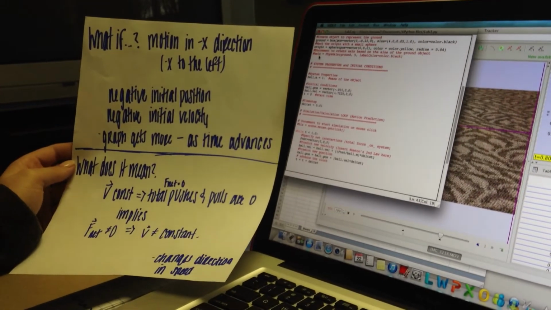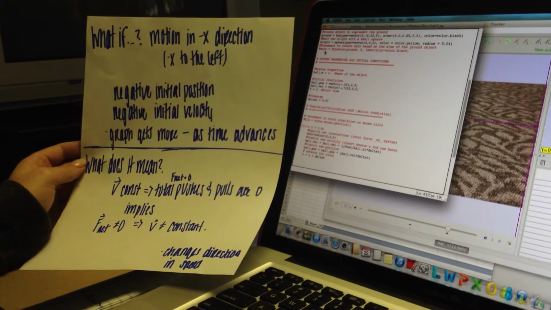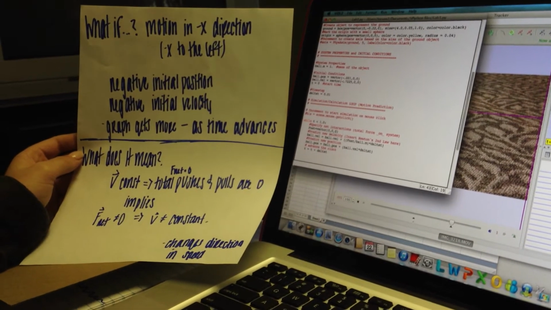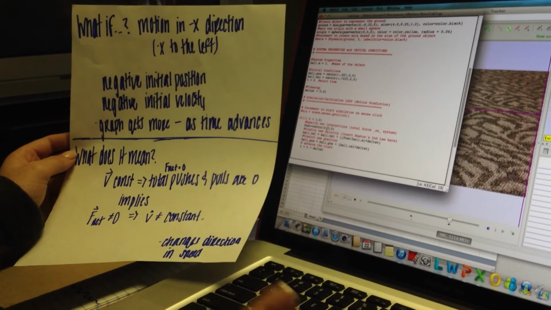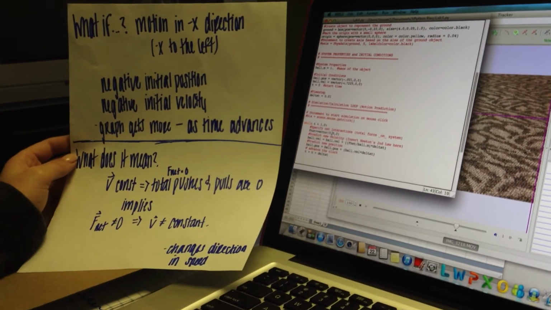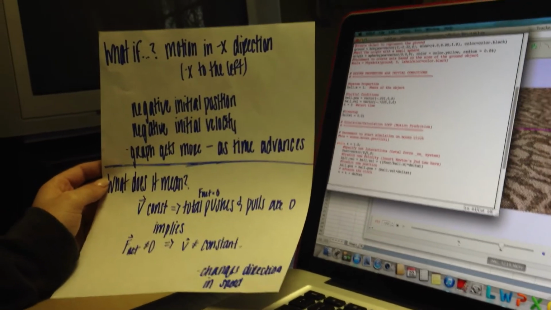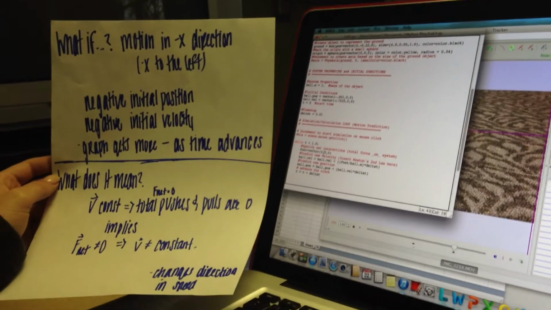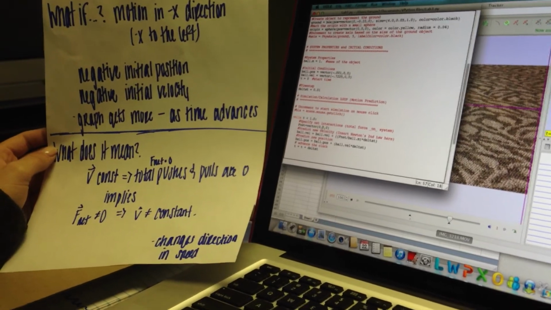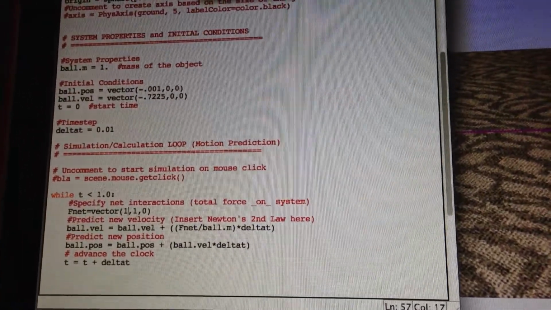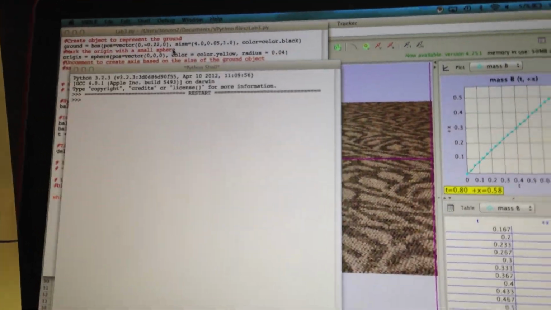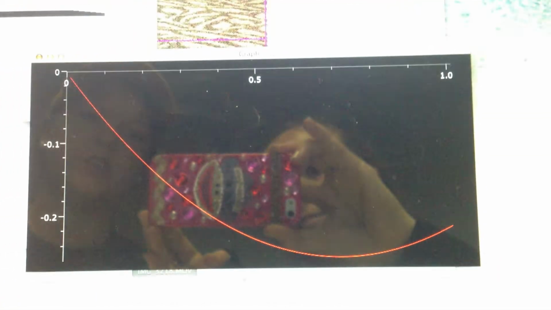Next, what does all this mean? We know that our FNet is equal to 0, as shown in our program right here. So our total pushes and pulls are equal to 0, which implies that our FNet of 0 is constant. To change the directions, we just change these to something other than 0. We run this module, and you can see that the graph changes and goes up, and changes direction and speed.